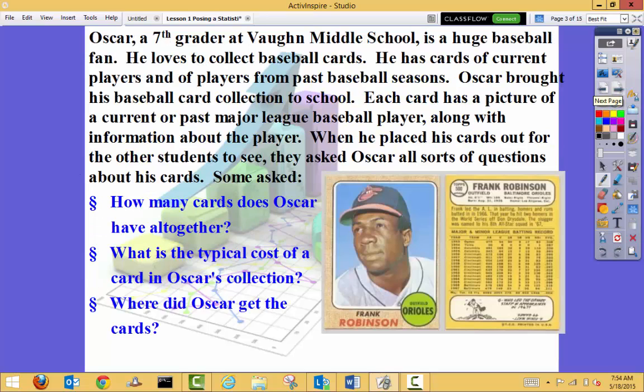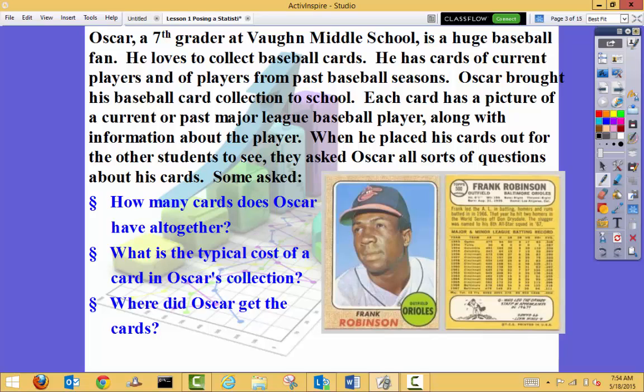Oscar, a seventh grader at Vaughn Middle School, is a huge baseball fan. He loves to collect baseball cards. He has cards of current players and of players from past baseball seasons. Oscar brought his baseball card collection to school. Each card has a picture of a current or past Major League Baseball player, along with information about the player. When he placed his cards out for other students to see, they asked Oscar all sorts of questions.